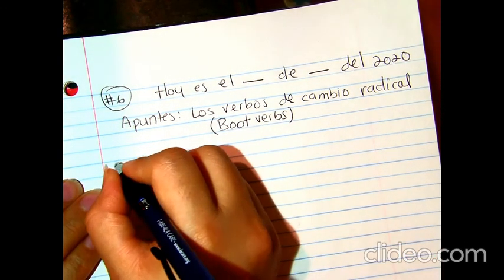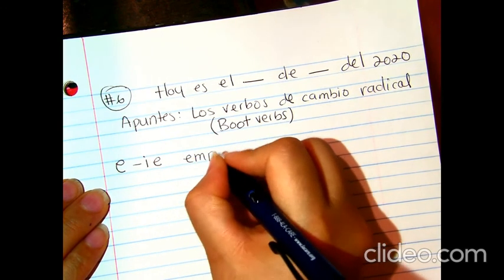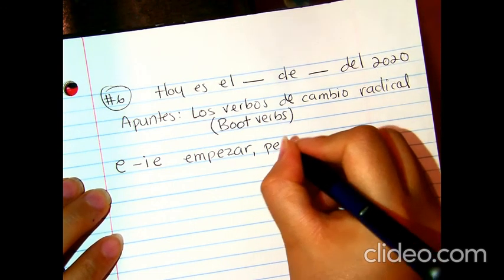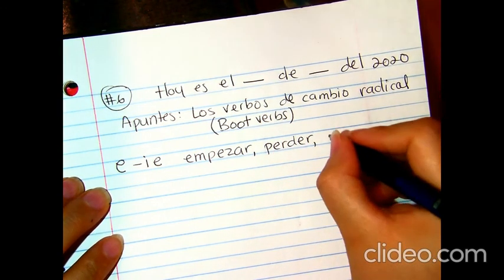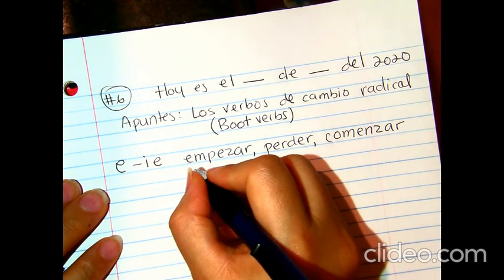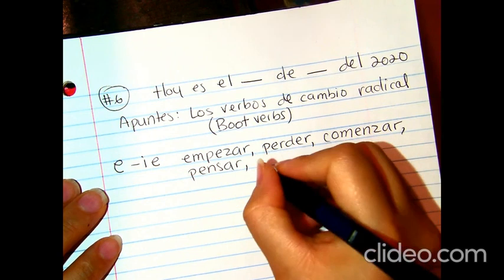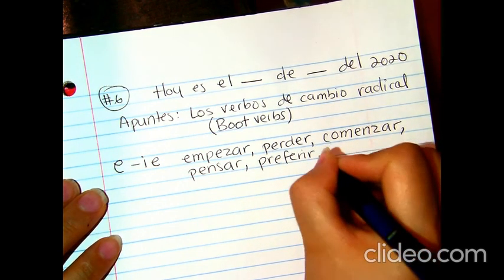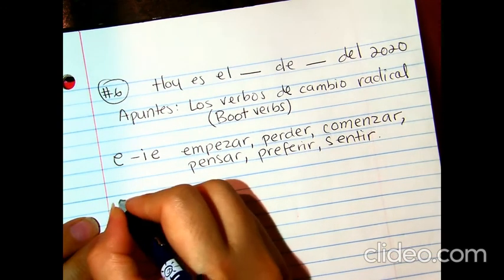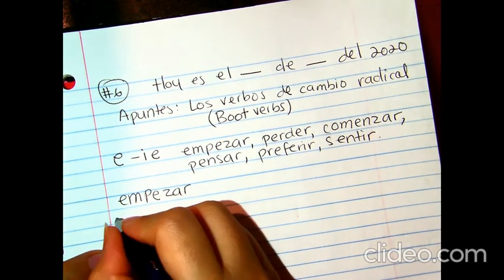So we have the group that change an E to an IE. For those we have empezar. Well, there's a lot, but some that we learned last year: empezar, perder, comenzar, pensar, preferir, sentir. So I'm going to do one. I'm going to do empezar. Empezar. Yo empiezo.